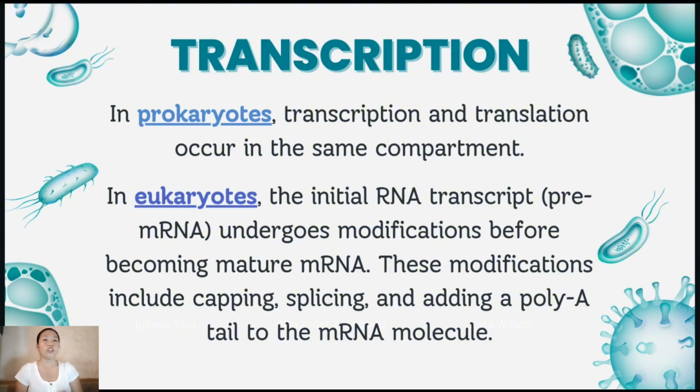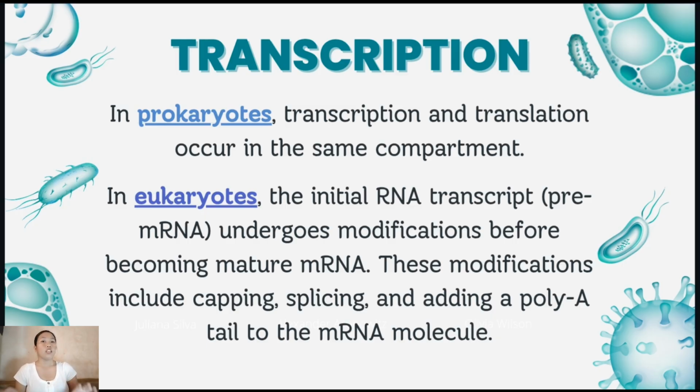But in the eukaryotes, or the eukaryotic cell, or the multicellular organisms, which are us humans, animals, plants, and others, the initial RNA transcript, or the pre-mRNA, undergoes modification before becoming a mature mRNA. So makikita natin na complex talaga yung process when it comes to the eukaryotic cell. And this modification includes capping, splicing, and adding a poly A tail to the mRNA molecule.